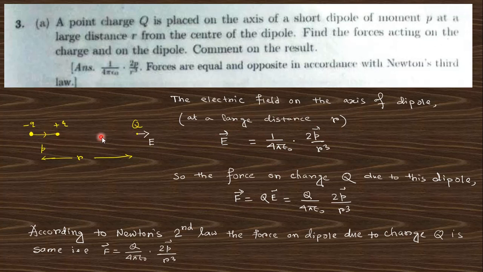Okay, so on the axis of a dipole the electric field will be like that. So you get the electric field, and the charge is q, so the force will be charge into electric field. So this is the force, right?